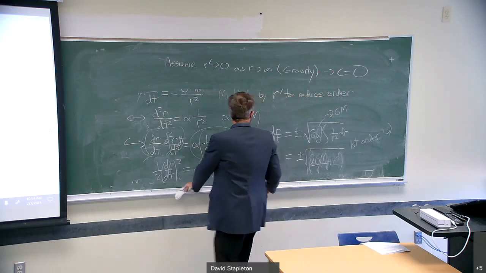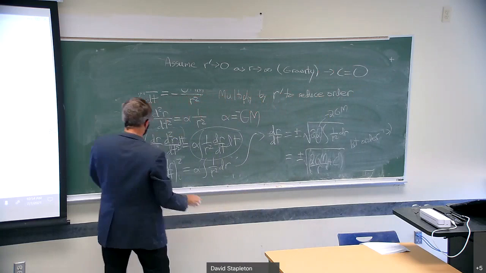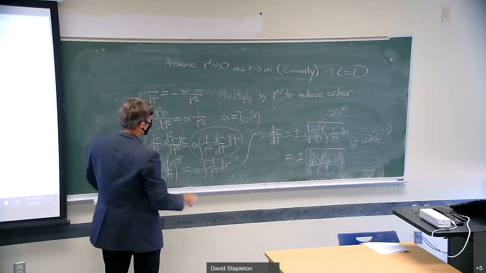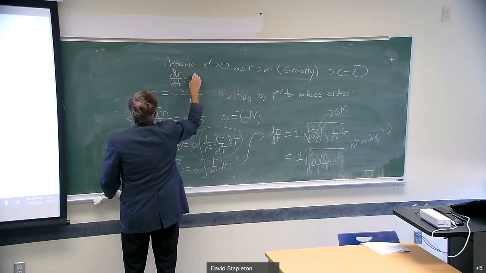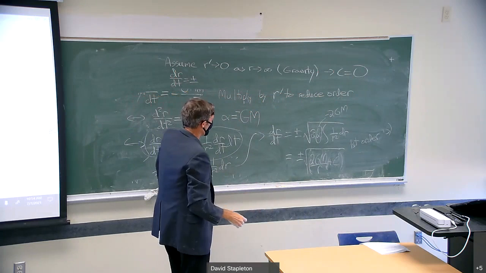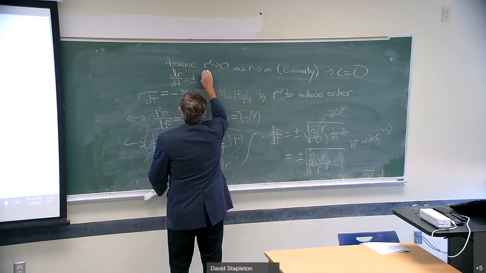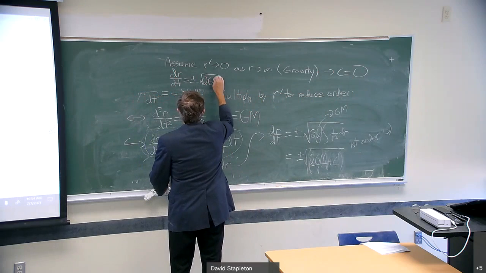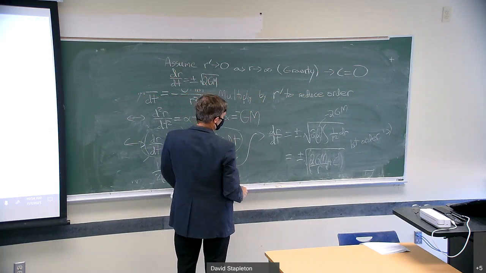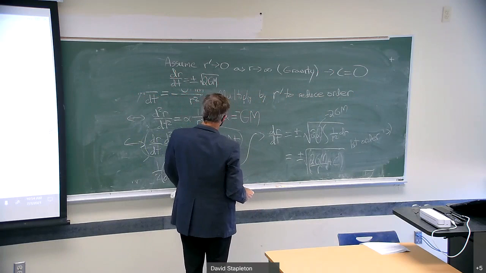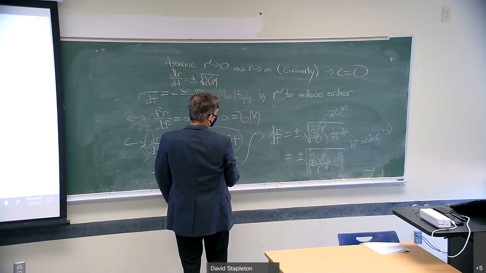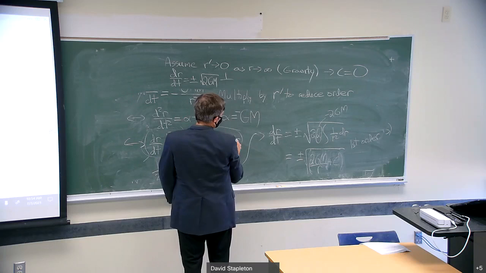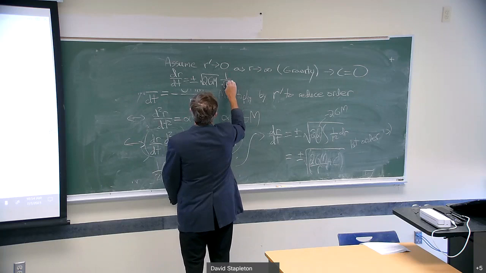Now what you've got is dr dt equals plus or minus the square root of 2 GM times 1 over square root r.